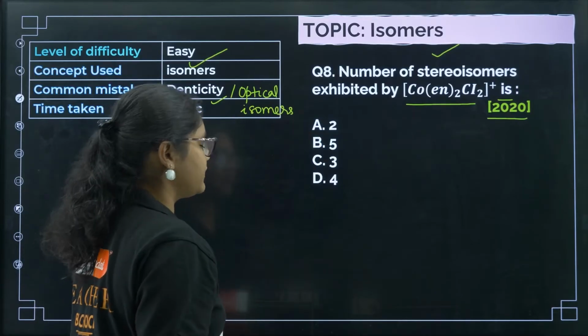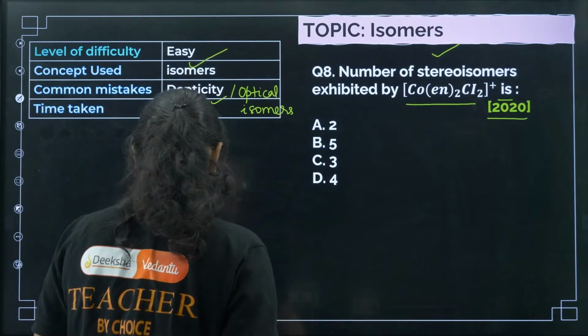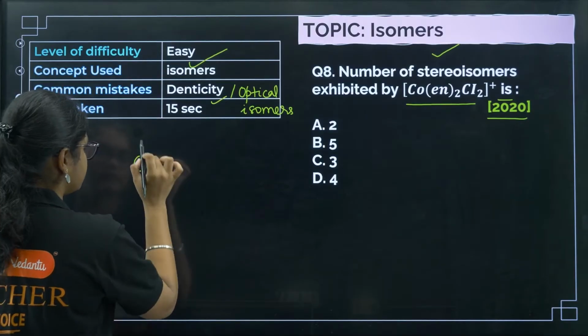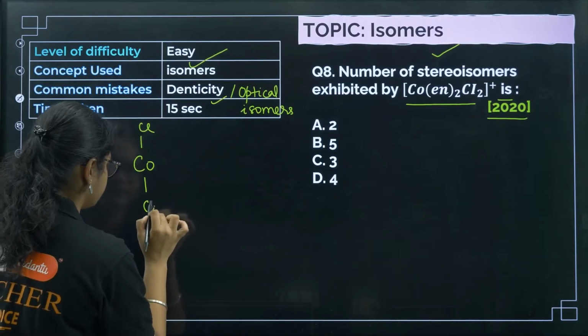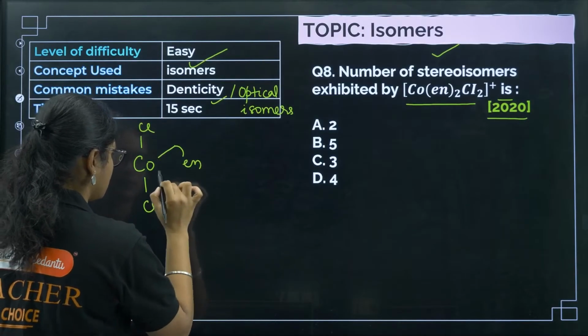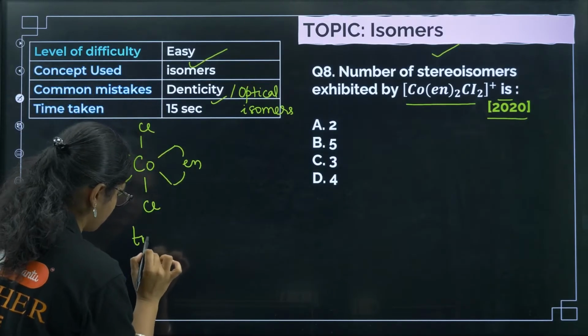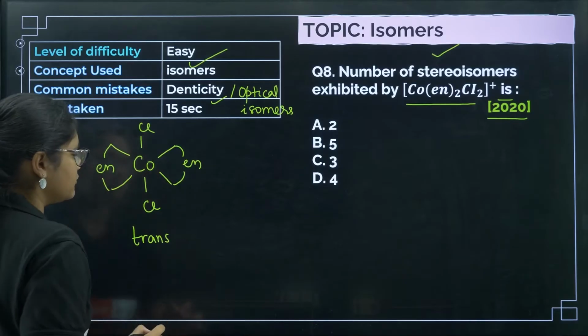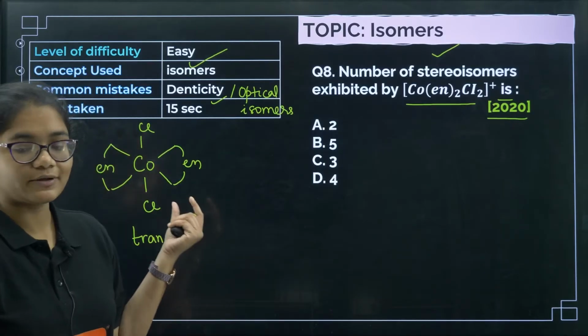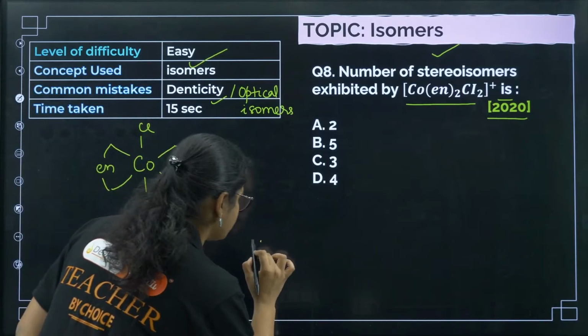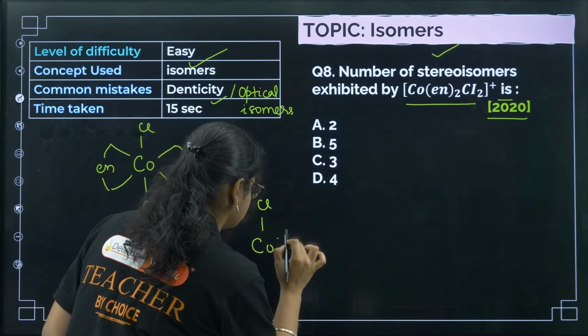Okay, so now if I see Co(en)2Cl2, first I can draw one structure like this. This is Co(en)2Cl2, the trans form, right? Now this is one isomer. Now it can also have a cis form, right? So if I draw the cis one, it will be like this.